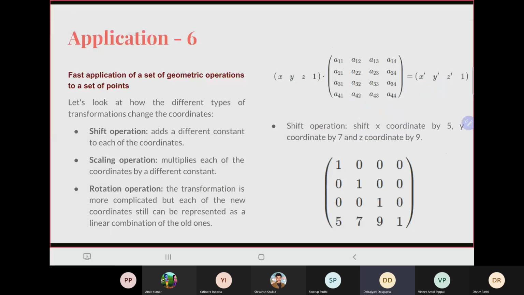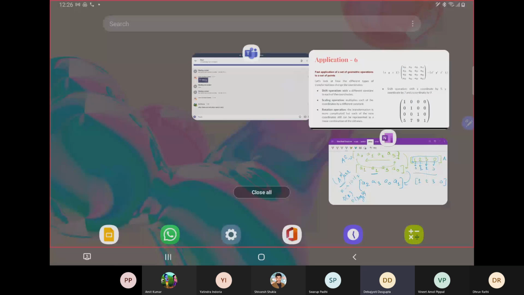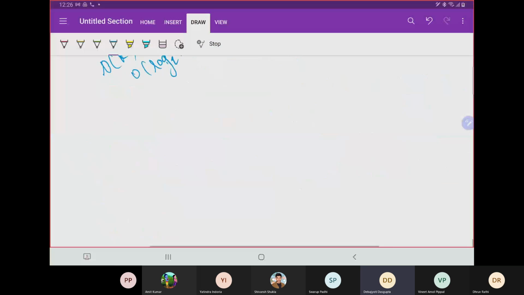Now the sixth application is fast geometric operations, right? We will be considering three types of operation: shift operation, scaling operation, and rotation operation. So what is the shift operation? Suppose a point is at x comma y, and we need to shift it to x plus 1 comma y. This is known as a shift operation.